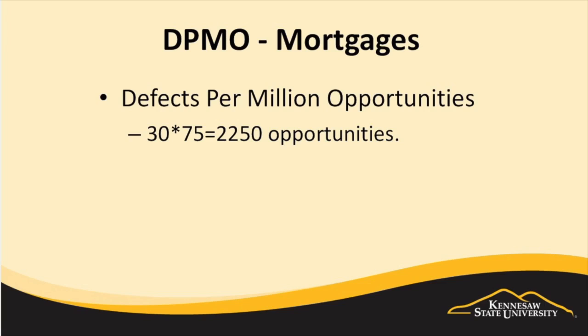So from our mortgage application example, let's say there are 30 different fields that need to be properly filled out in the application. We multiply the number of fields or places where an error could occur by the number of mortgages processed. 30 times 75 equals 2,250 opportunities for error in our 75 units.